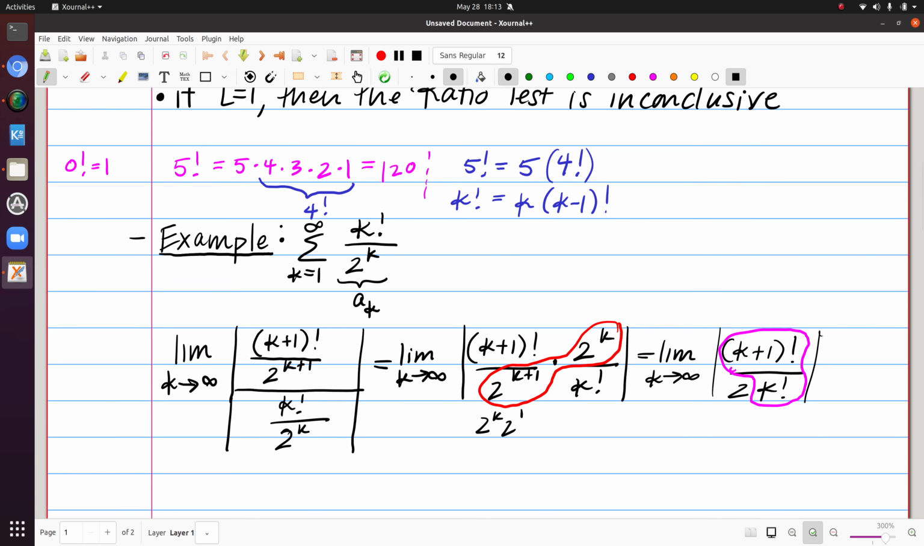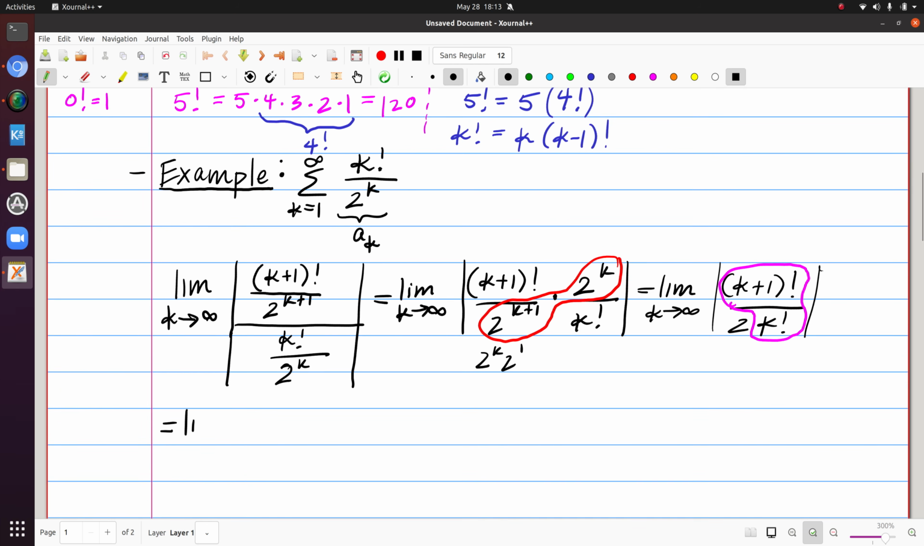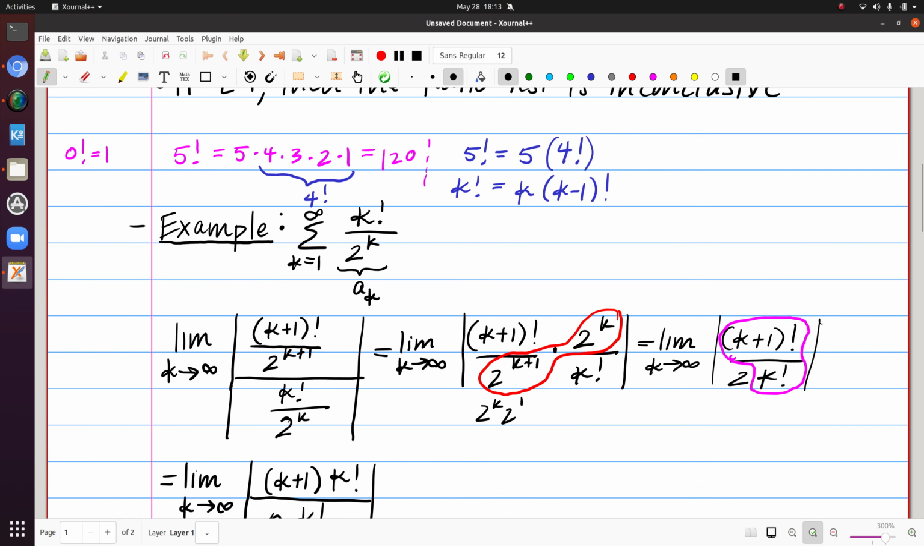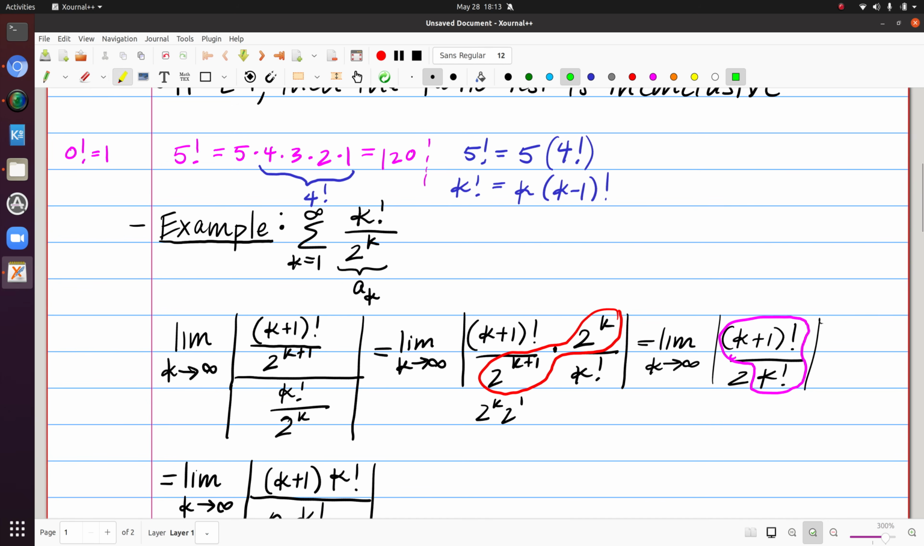So if I keep that in mind, what I can do is write this as the limit as k approaches infinity, and I'm going to rewrite the numerator as k plus 1 times k factorial. In the bottom, I have 2 times k factorial. So maybe a better way for me, just to make sure this is completely clear. So what I wrote here was true, but let's interpret it like we've written it here.